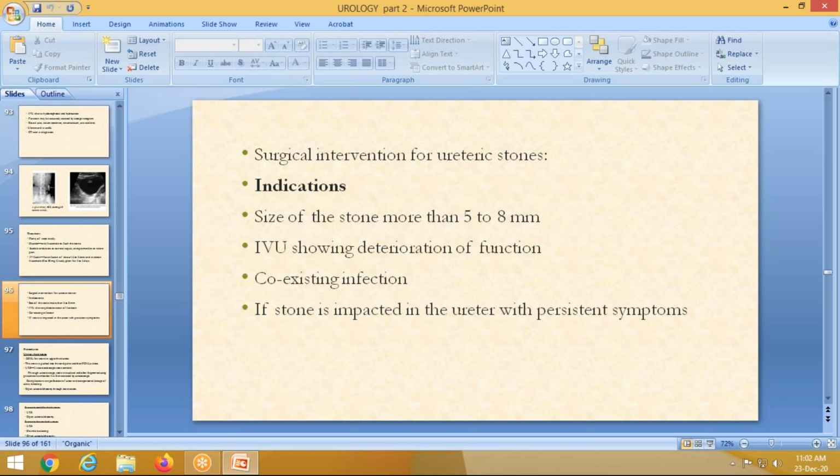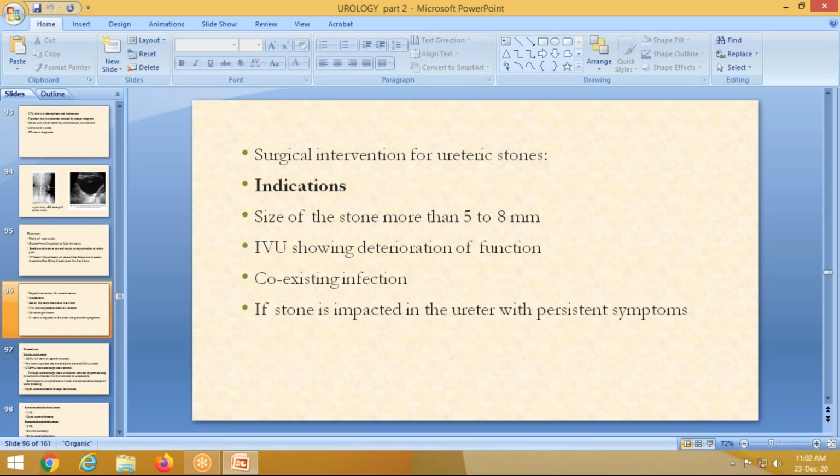The second indication for surgical intervention: when you do intravenous urography or pyelography to know the deterioration of the functional status of the kidney, in such a condition also surgical intervention is needed. Next, some coexisting infections like pyonephrosis or hydronephrosis. In such conditions also you should do surgical intervention.